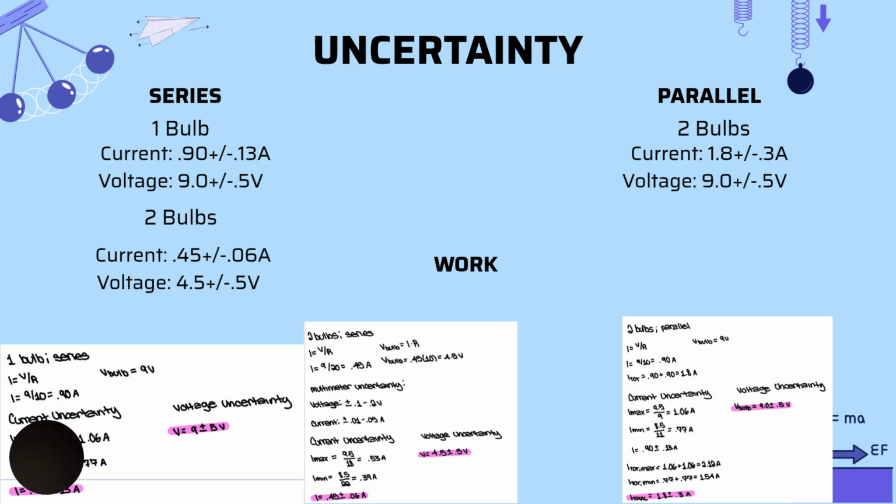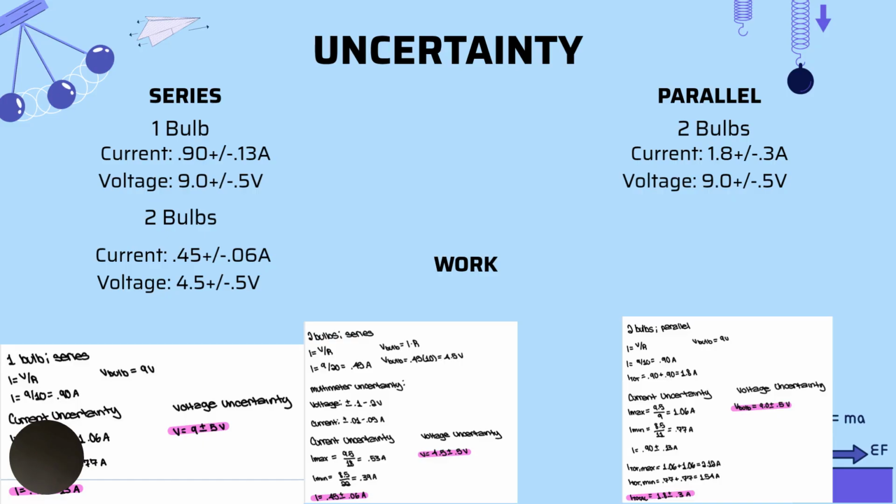So I calculated the uncertainty here. For series, for one bulb, the current is 0.90 plus or minus 0.13 amps. For voltage, it's 9 plus or minus 0.5 volts. And then for two bulbs, it's 0.45 plus or minus 0.06, and for voltage, it's 4.5 plus or minus 0.5. For voltage uncertainty, I just used what the multimeter would give, and for the current uncertainty, I calculated that. You can see my calculations there.